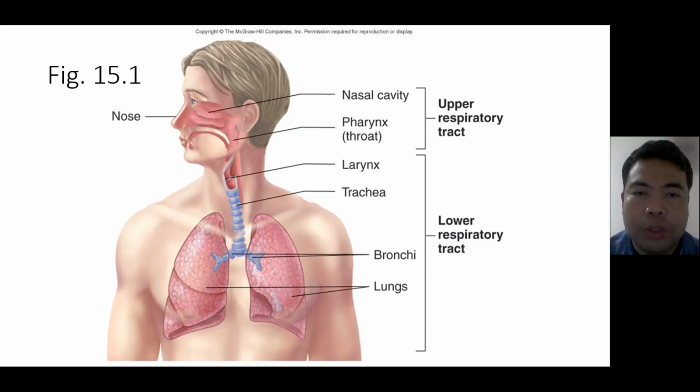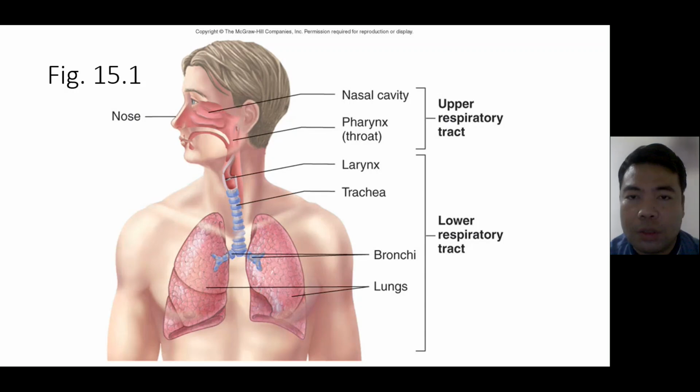For today, I'm going to discuss chapter 15, and our topic is about the respiratory system. This session will focus more on respiratory physiology, and we will no longer include here those topics that were discussed in the laboratory, and that is respiratory anatomy. So we will be skipping these structures of the upper and lower respiratory tract, because that was discussed in the laboratory.